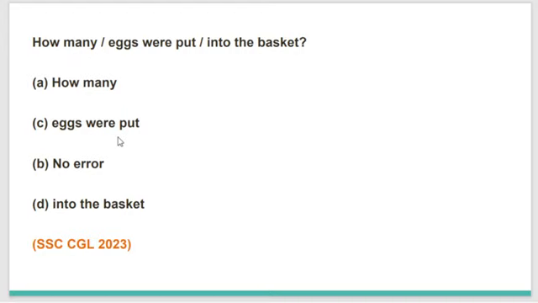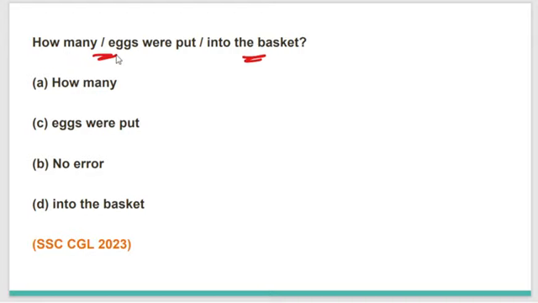How many eggs were put into the basket? Clearly we can see that the word basket is getting specified here and not eggs. SSC CGL 2023's question, very easy, very short and crisp, and often I have seen students getting confused with such easy questions. Yeah, that is really tragic.